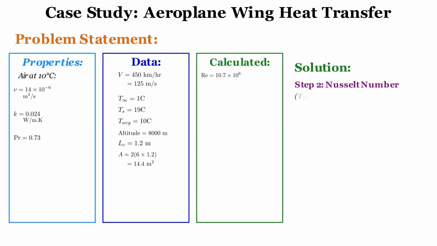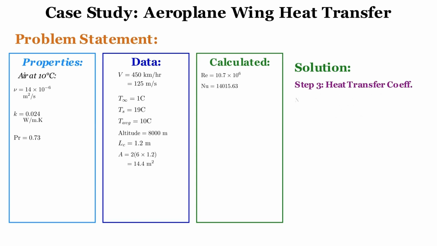Step 2, Nusselt number. This is where we apply the turbulent flow correlation. For turbulent flow on a flat plate, we use this specific correlation. Nusselt equals 0.037 times Reynolds number to the power 0.8 times Prandtl number to the power 1/3. Substituting our values, 0.037 times (10.7143 times 10 to the 6) to the power 0.8 times (0.73) to the power 1/3. After careful calculation, Nusselt equals 14,015.6304. That's a large Nusselt number due to turbulent flow.